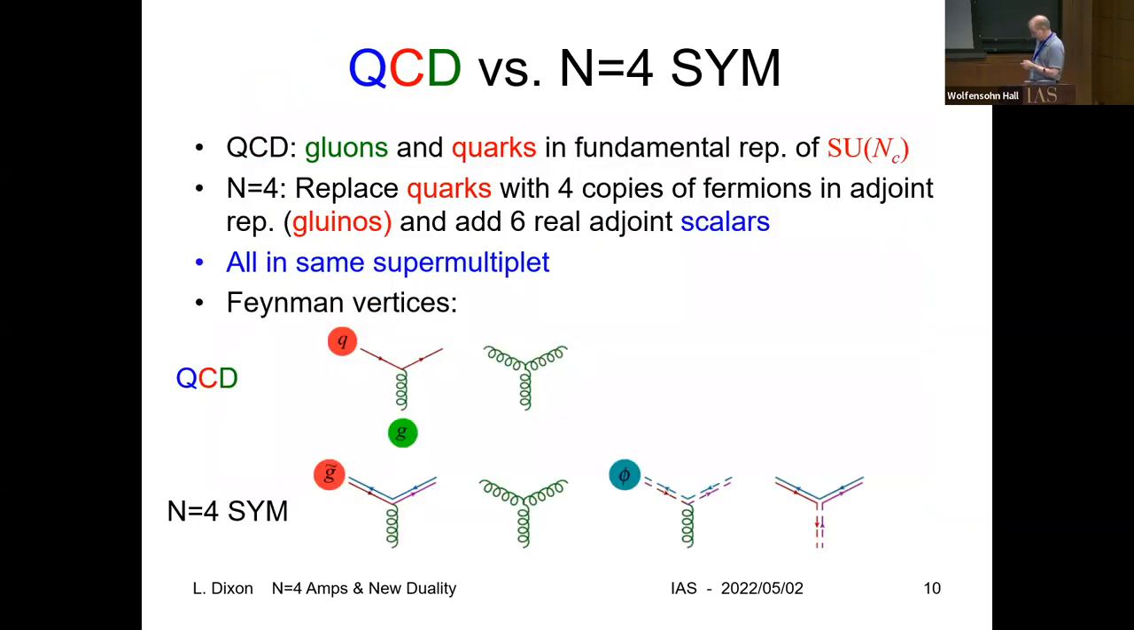So many of you know this already, but QCD and N=4 super Yang-Mills are closely connected in perturbation theory. They both have gluons, which have identical self-interactions among themselves. But the quarks in the fundamental representation of QCD are replaced by adjoint gluinos, 4 of them. The double line here indicates the adjoint color compared to the fundamental color here. And there are also adjoint scalars, which also interact through Yukawa couplings. And of course, all the particles are in the same multiplet.